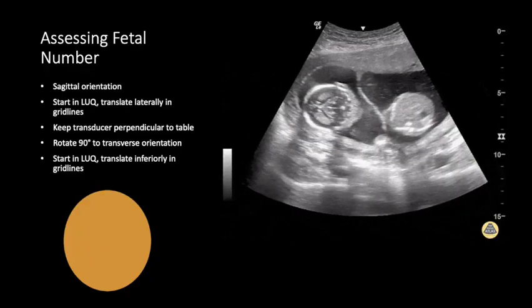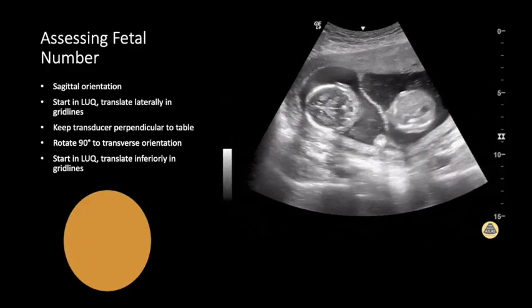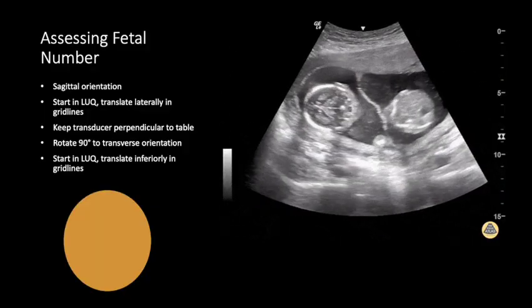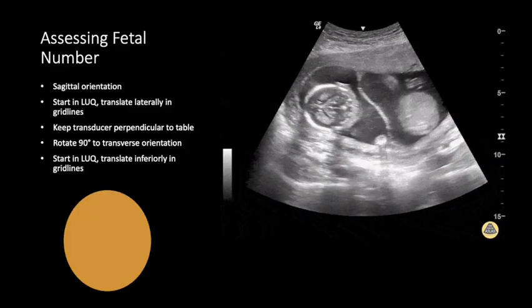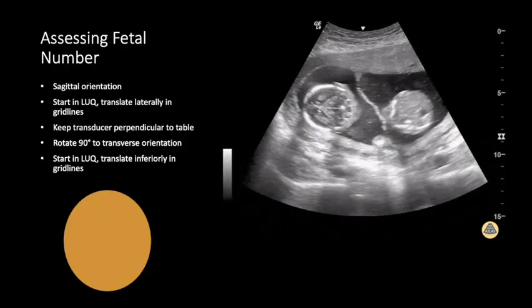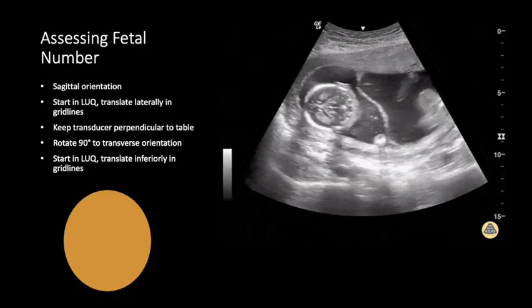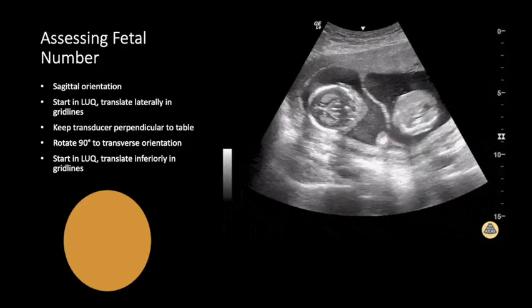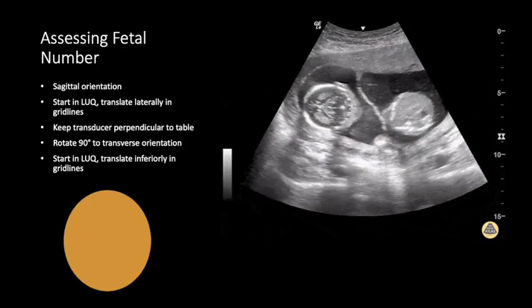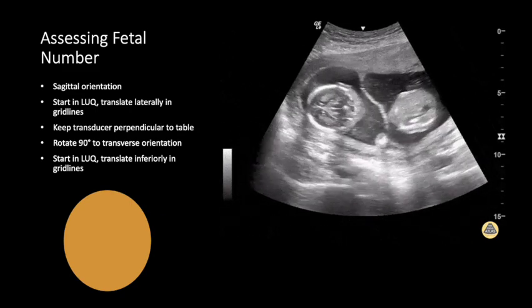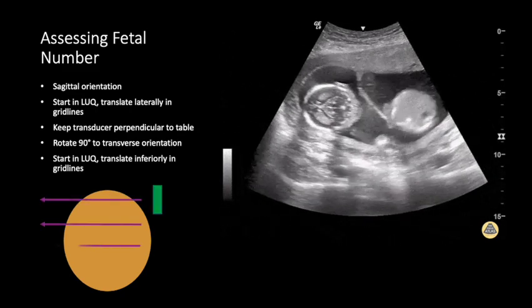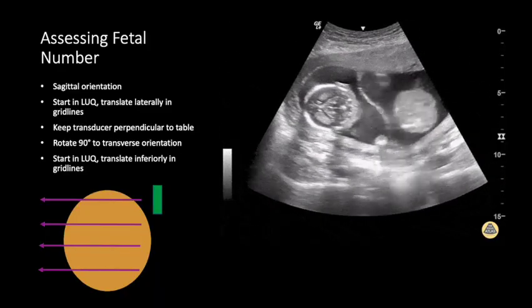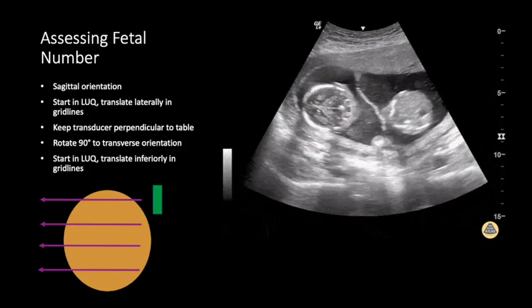But to be honest, sometimes this can be pretty difficult, especially the later in the second trimester and into the third trimester that you get. So I recommend that this is something that you start assessing for in any patient that comes in that has an undiagnosed pregnancy as soon as possible, because it will give you the easiest view to determine the number. The method of doing this starts by putting the probe in the sagittal orientation in the left upper quadrant. And what you'll do is you'll translate laterally in grid lines, keeping the transducer perpendicular to the table to avoid imaging one head in multiple planes and accidentally thinking that there are two.